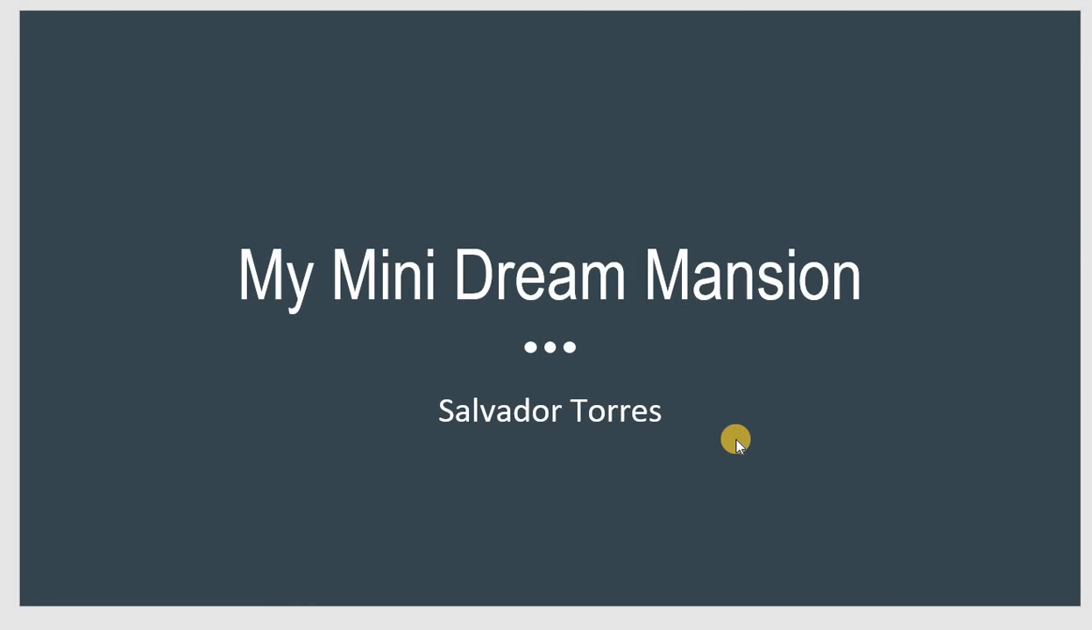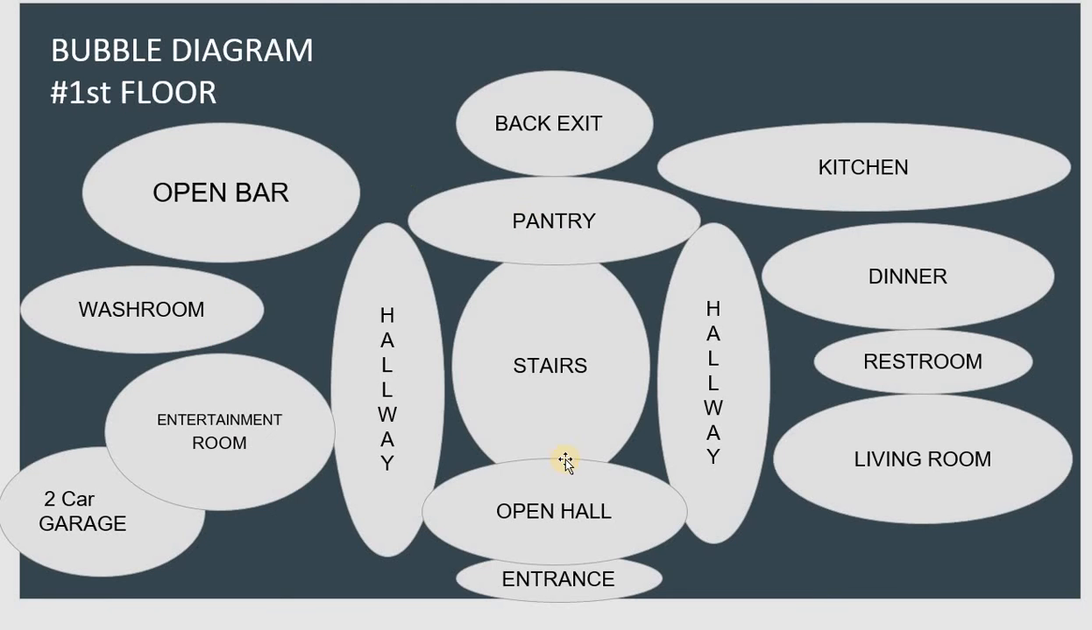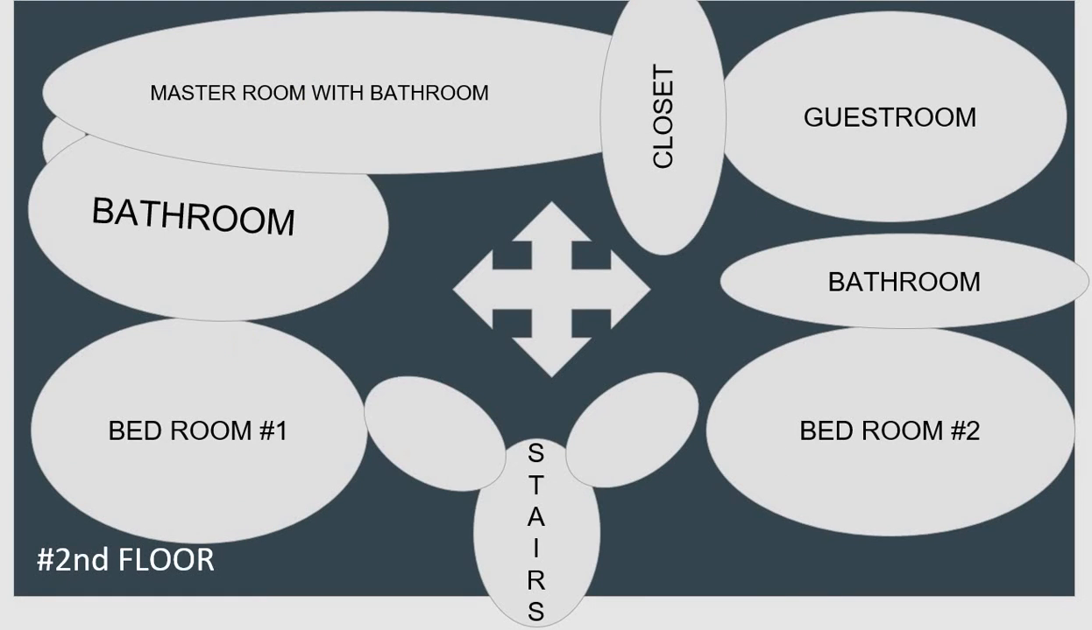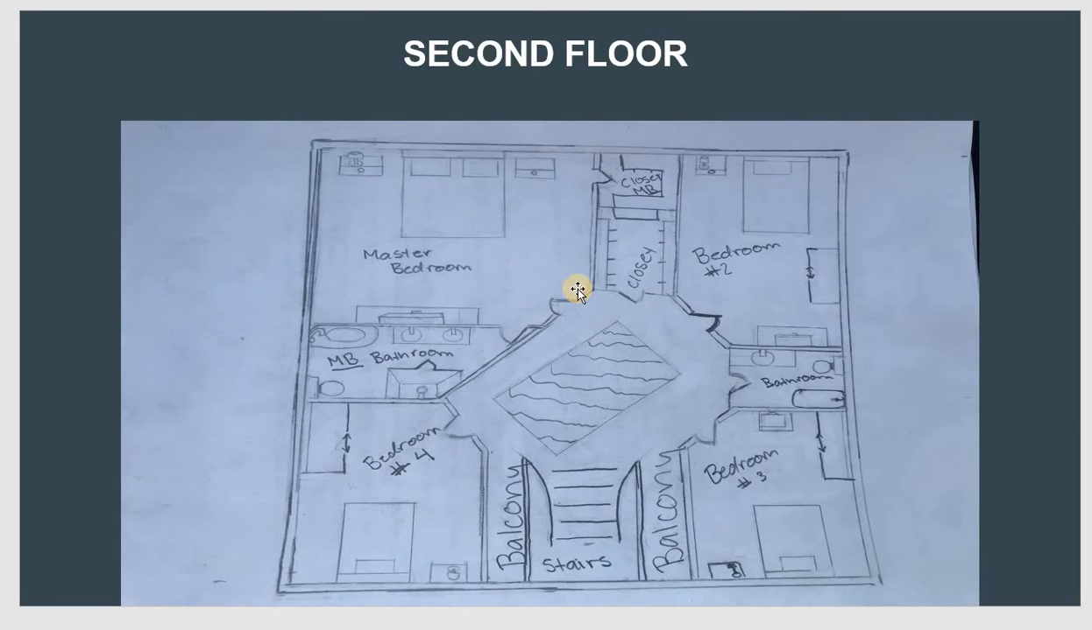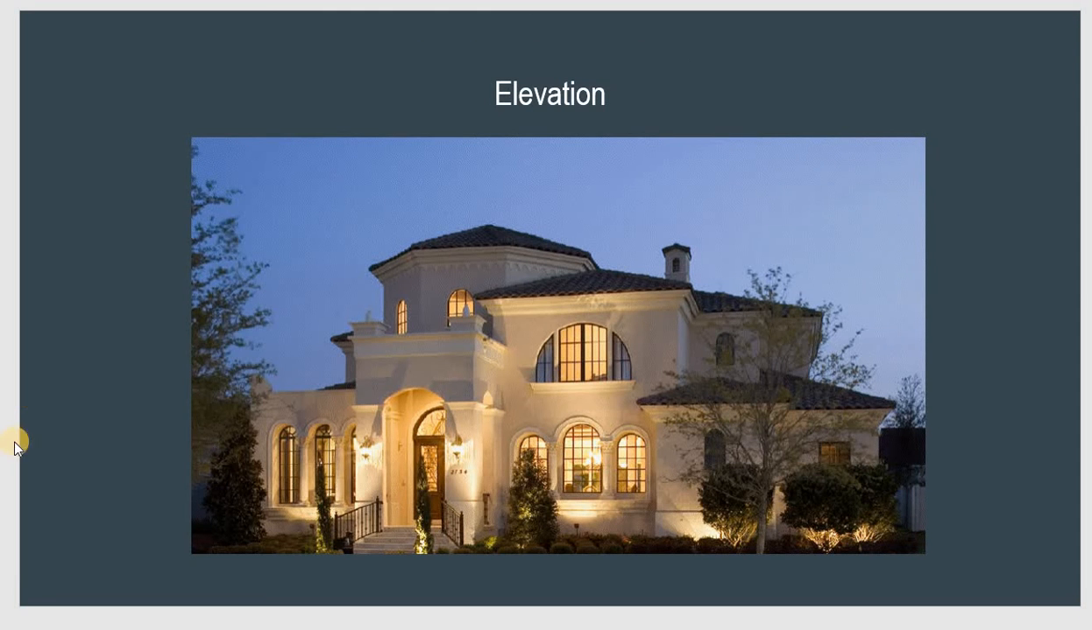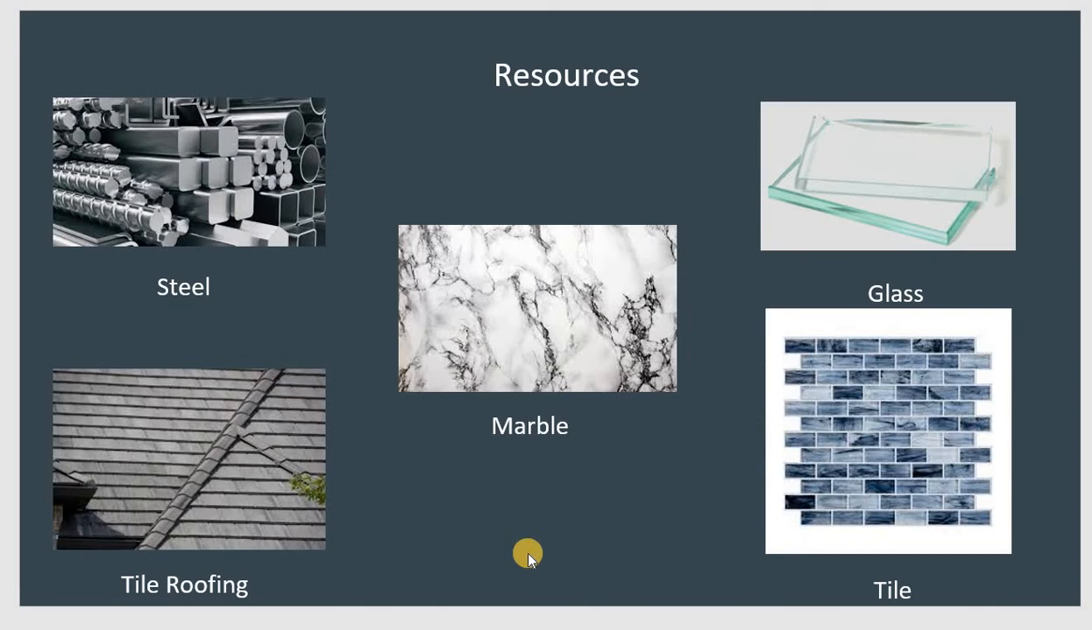Another project is from Salvador, whom you have mentioned, and the top one has 2 levels. So this is the first level. You can see this is the bubble diagram, and the second bubble diagram. After that, the first floor looks like this, and the second floor looks like this, and this is the elevation, dimension, and after that material.